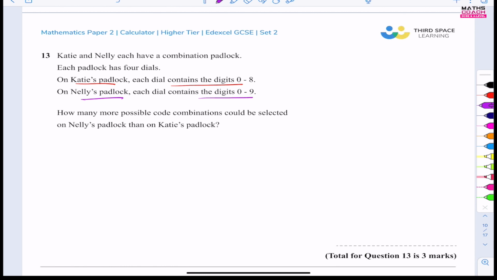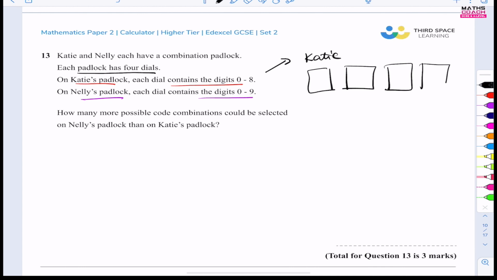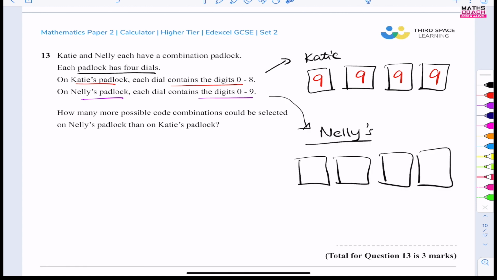All right, so let's work out each of their padlocks individually. So let's look at Katie first. 4 dials each padlock has. So if I write down 4 spaces like this, okay. So Katie's padlock contains the digits 0 to 8. How many numbers is that though? Including 0, it's 9. Because 0, 1, 2, 3, all the way to 8 is 9. So she can have 9 different numbers in the first dial, 9 different numbers in the second dial, 9 different numbers in the third, and 9 different numbers in the fourth. Nelly, so let's look at Nelly's padlock now.